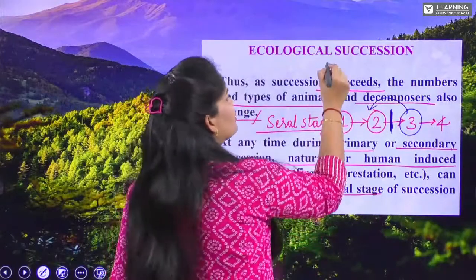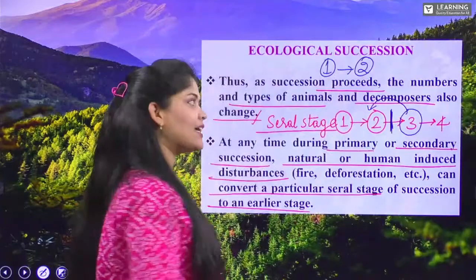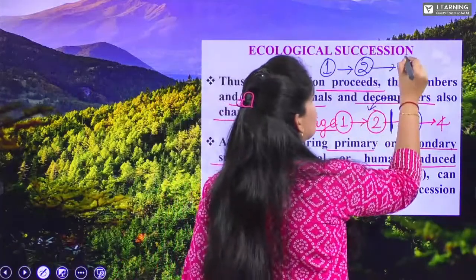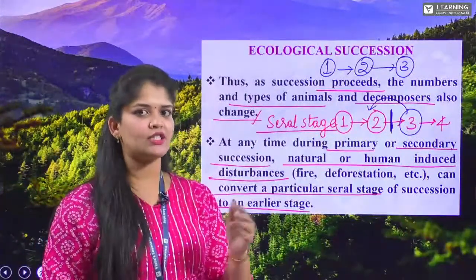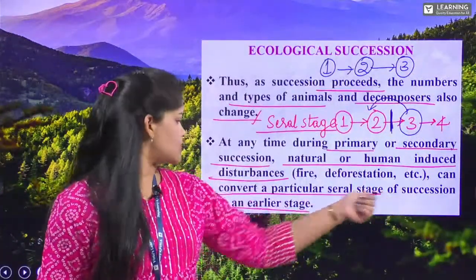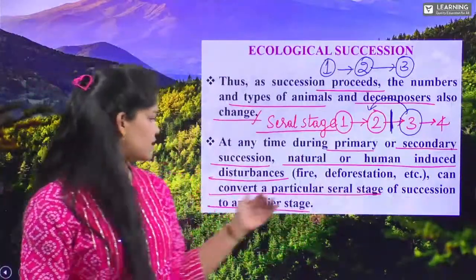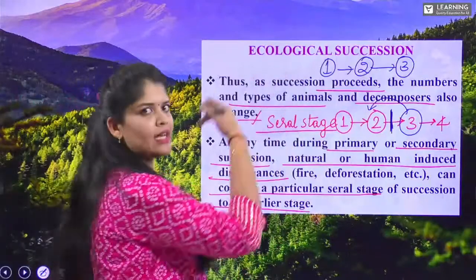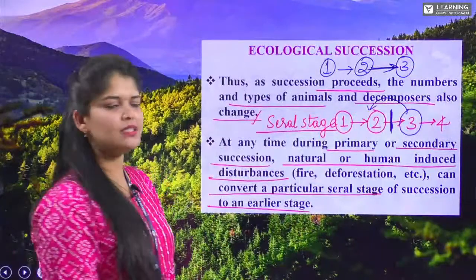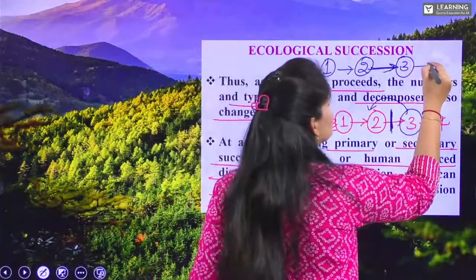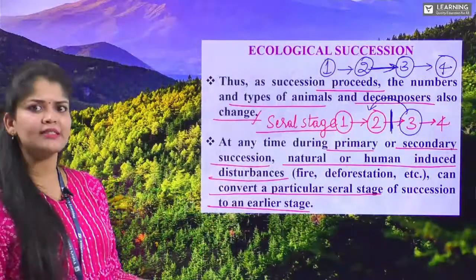Then again, it has completed and reached stage 2. Again, it has to try to reach the third stage. The point here is, if there is any disturbance between one stage and another, the succession converts from a particular serial stage to an earlier stage. It comes back to an earlier stage. Again, it has to start from 2 to 3. If there is no disturbance, it is going to reach the third stage, then the fourth stage, and finally the climax community.